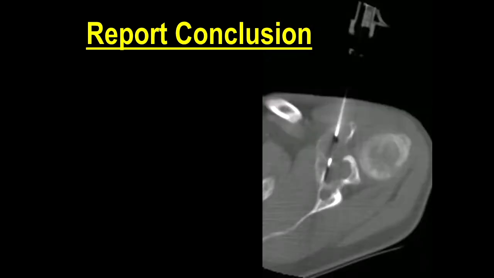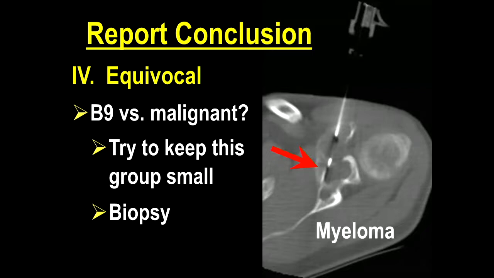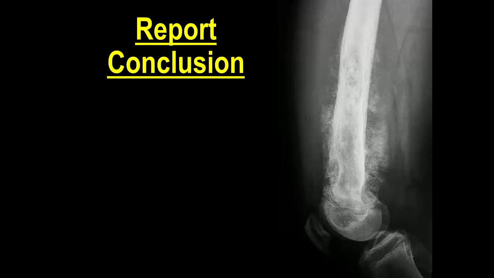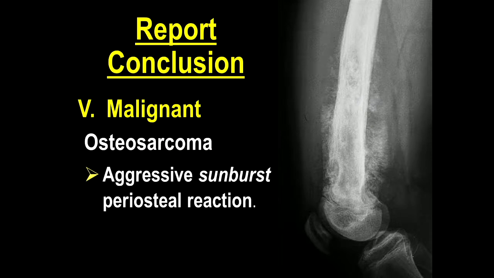In some cases, we have to conclude that the findings are equivocal. We don't know whether it's benign or malignant. We try to keep this group small because these patients, most appropriately, will go on to biopsy, as in this case of a patient with myeloma. And finally, the report conclusion may indicate that we're dealing with a presumably malignant lesion, such as this osteosarcoma, with an aggressive sunburst pattern of periosteal reaction. Osteosarcoma.